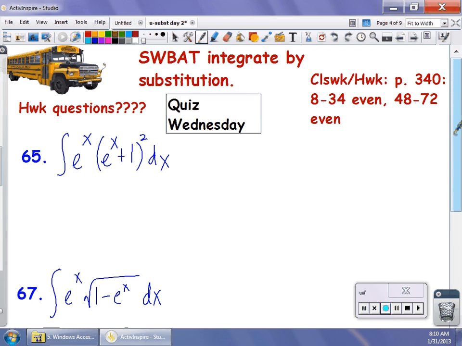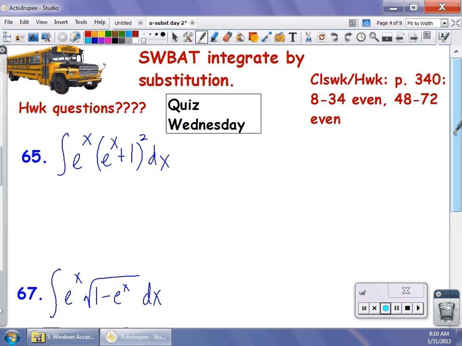But in particular, I've highlighted, first of all, 3 different problems involving e to the x. In the notes in class, we didn't look at any of those problems, although they were assigned, and they follow the same principles of using U substitution. So let's take a look at number 65.